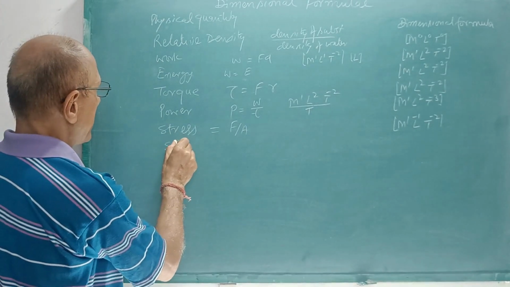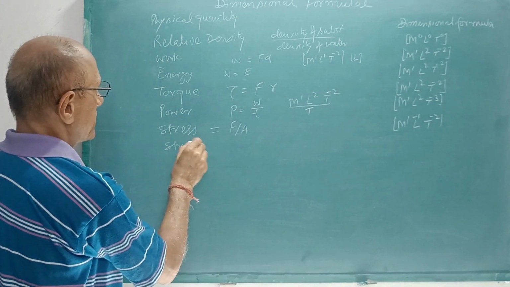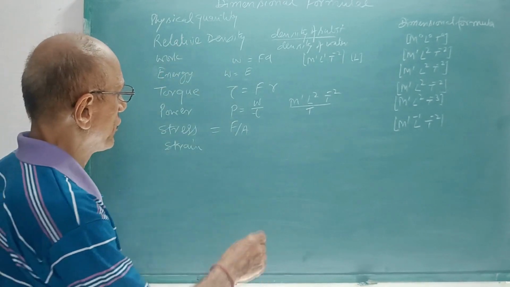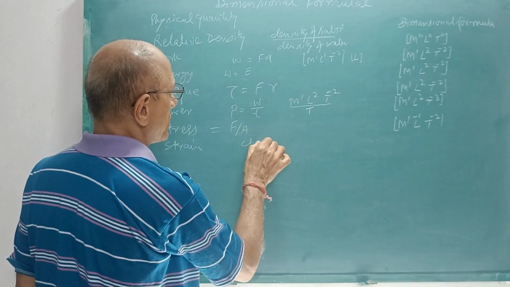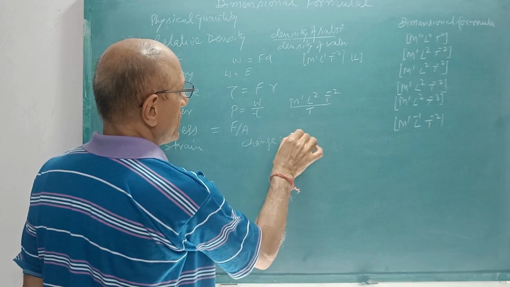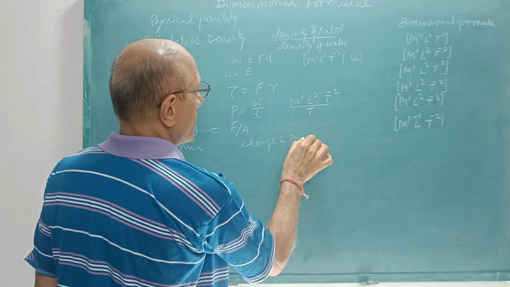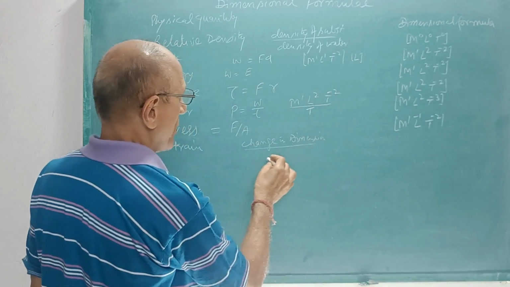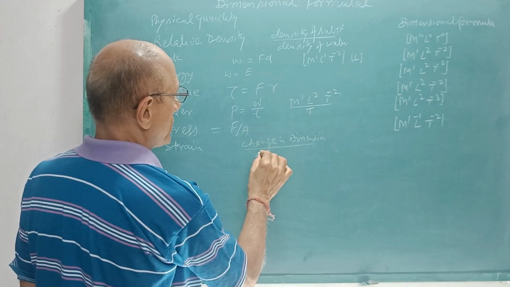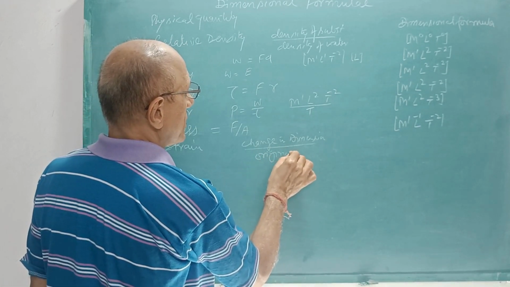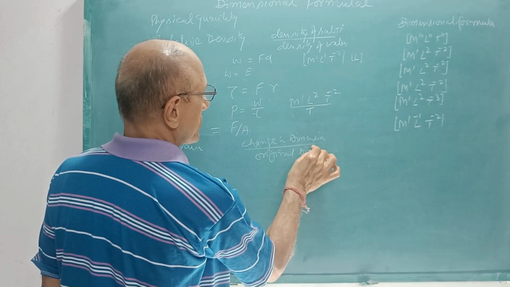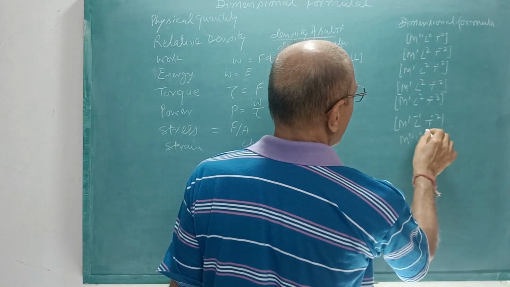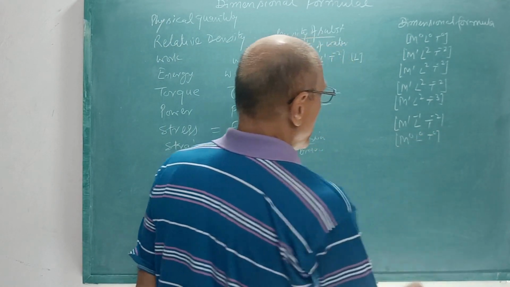Then strain. Strain is again a pure ratio like relative density, because it is the change in dimension upon the original length or original dimension. So again it is dimensionless, M0 L0 T0.